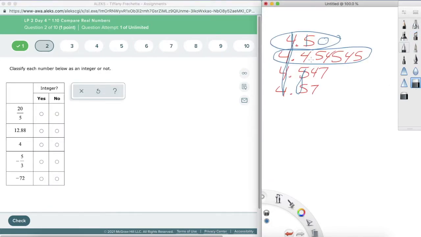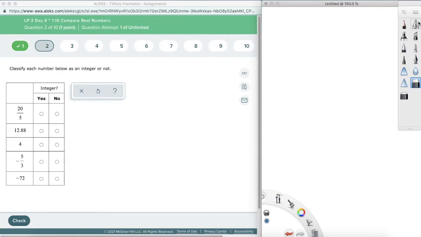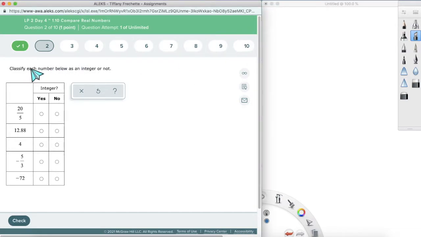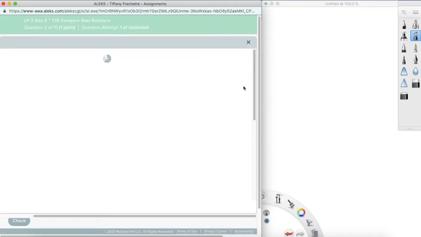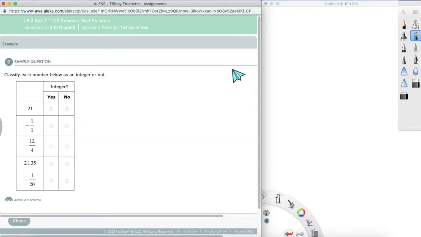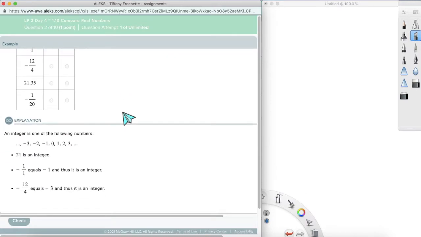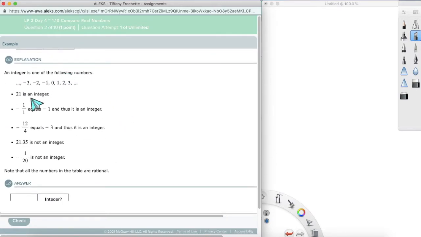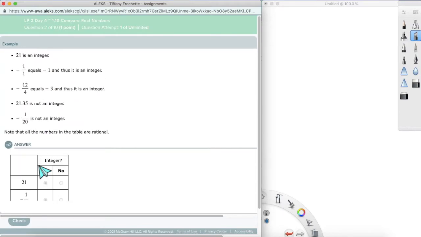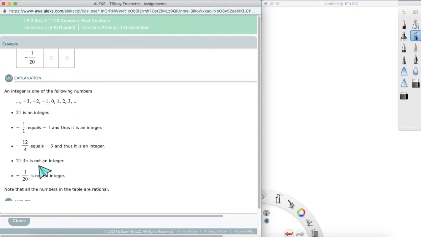All right. So integer, and this one might be one where, if you don't have your notes from class, you may either have to look it up or you could look at the example here, because it says classify each number below as an integer or not. Well, if you don't know what an integer is, you're not going to be able to do this. So you can click on explanation. It will give you the definition of integer for this example. If you scroll down, it's not directly giving us, usually they give us the definition there, darn it. So it says an integer is one of the following numbers. Oh, it does. It just didn't actually say this is the definition.